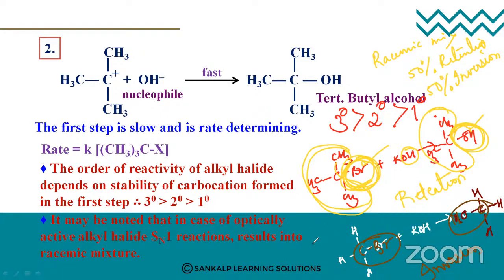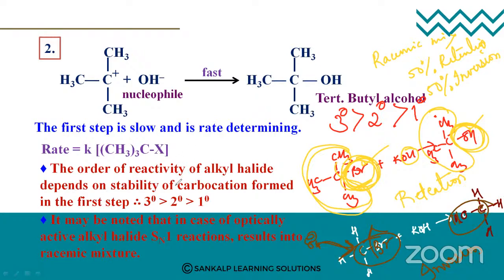So what is happening here? The OH group is attacking from behind. As the OH group attacks from behind, the leaving group will leave and the product will form like this. So this is called inversion. When you have 50% inversion and 50% retention, then it is called a racemic mixture.